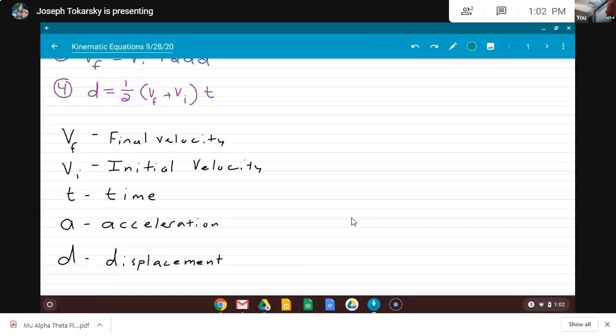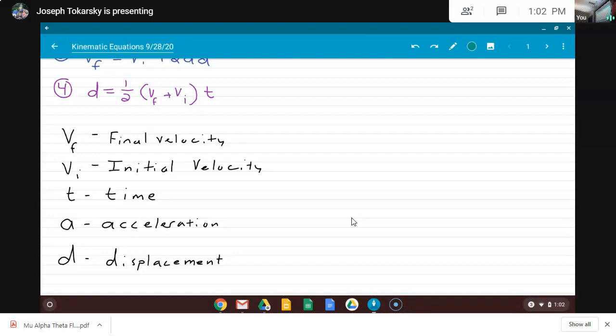V subscript F, final velocity. V subscript I, initial velocity. T is obviously time, A acceleration, and D is displacement. Just a little note, stuff we learned in the past. We have to remember pretty much everything we learned up to this point at times when we use these equations.